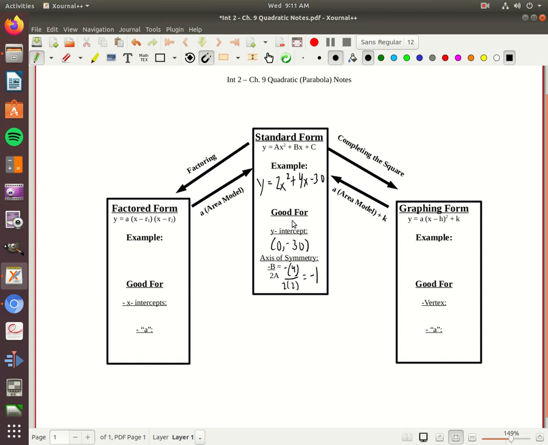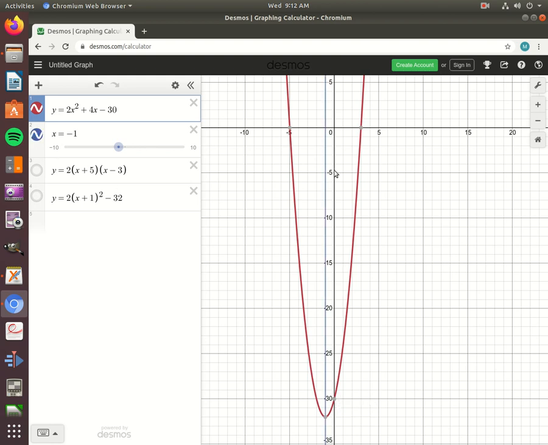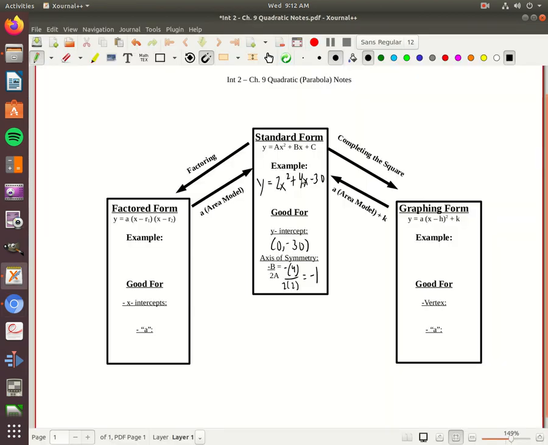So I know that if I go graph this, which I did in Desmos, I can see my y-intercept and I can see my axis of symmetry. So you'll notice I have this parabola graphed. You'll notice that I have my y-intercept at negative 30, and you'll notice that I have my axis of symmetry at x equals negative 1. So just as I suspected.